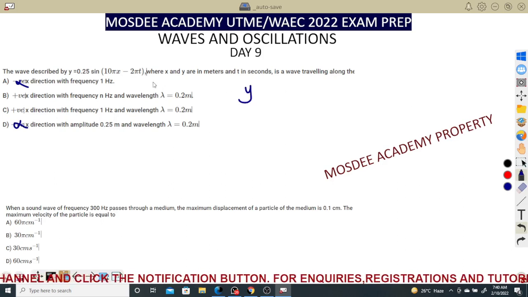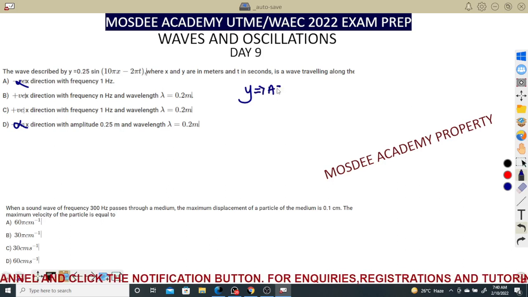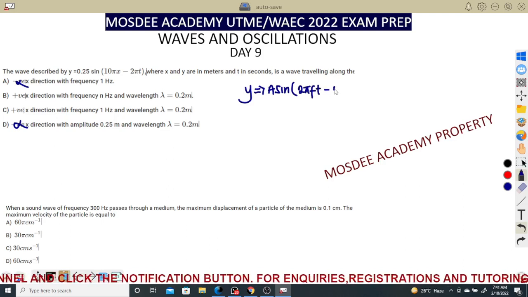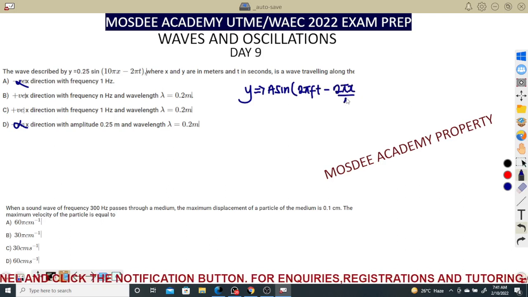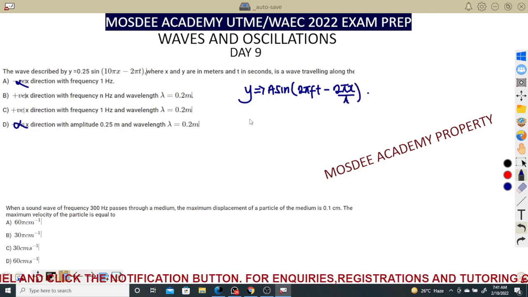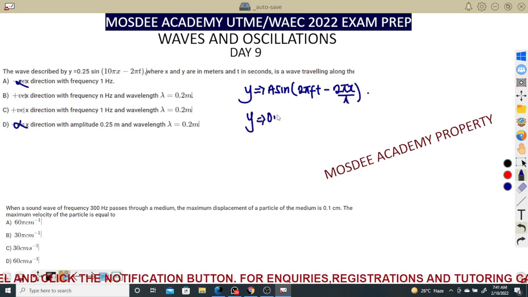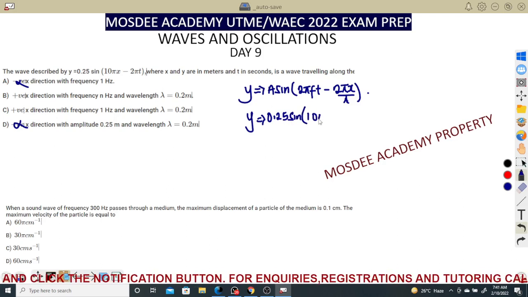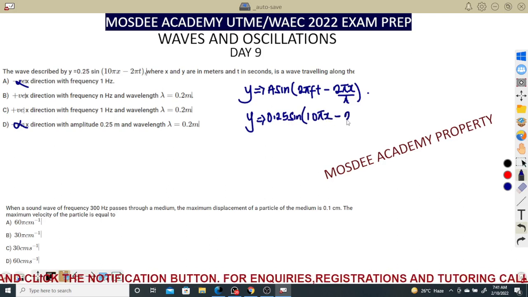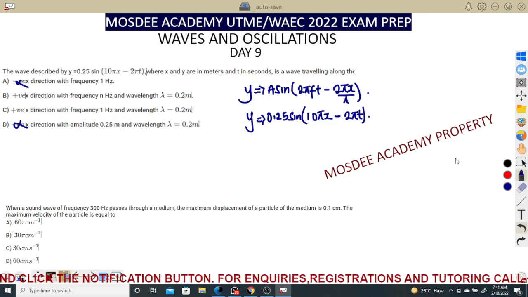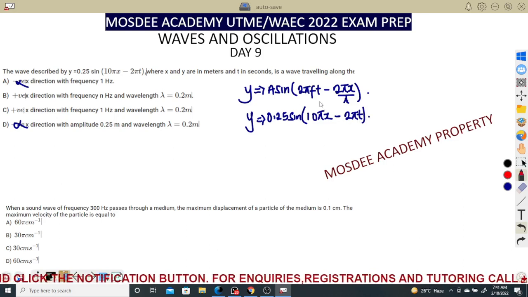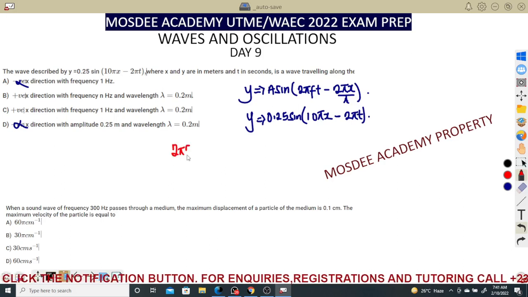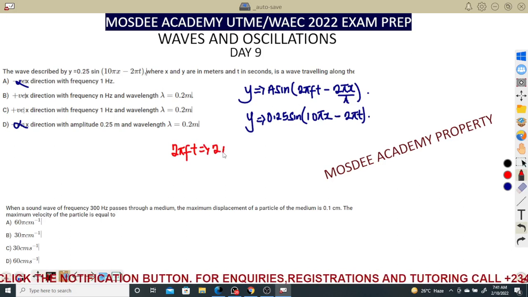The equation of a wave, with respect to the way it is written, is a sine, and since 2 pi is not factorized, you write it as 2 pi ft minus 2 pi x divided by lambda. So this is the equation of wave. This is the one that was given: 0.25 sine, open bracket, 10 pi x minus 2 pi t. By comparison, you can say 2 pi ft is equal to 2 pi t.